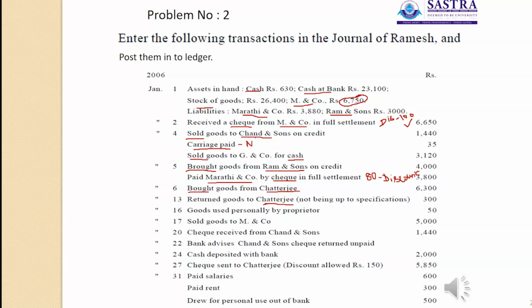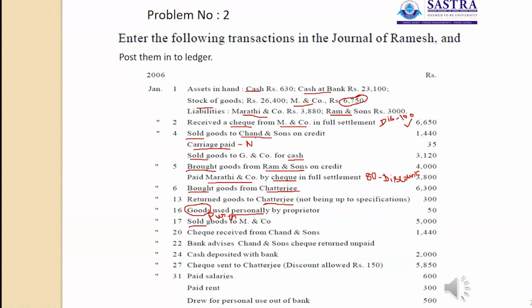Goods used personally by proprietor. Personally, in the sense we have to use the drawings account. Goods, in the sense of purchase account, so we have to use the term purchases. Goods used personally by proprietor, so the stock will be reduced. So drawings account debit to purchase account.